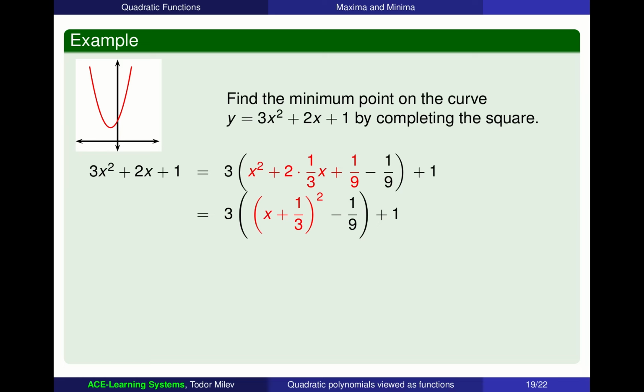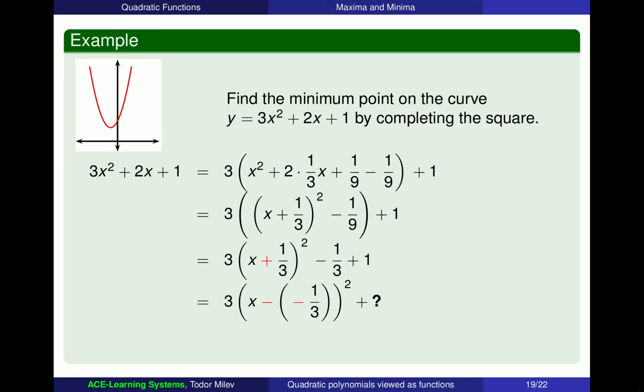Now, this becomes a perfect square, that is x plus 1/3, the whole thing squared. Now, let's uncover the parentheses a little bit. 3 times negative 1/9, that is negative 1/3. You can uncover the parentheses. And finally, I can combine these two terms to get 2/3. One more thing, this plus I can rewrite as minus and minus, and 1 minus negative 1/3 is 2/3. So my completion of the square is complete.